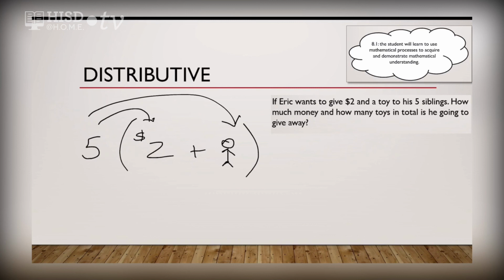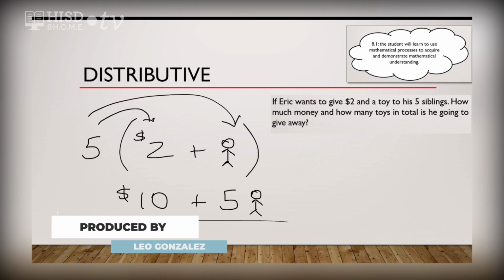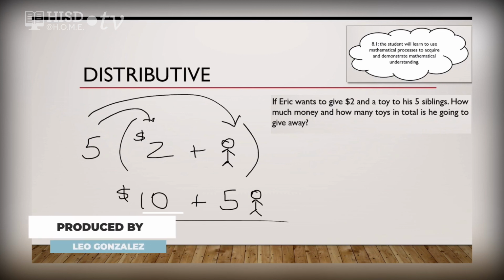So I'm going to multiply 5 times 2, and that's going to be $10 plus 5 times the toys. That means that he has to buy 5 toys. So my question said, how much money and how many toys in total is he going to give away? Well, my answer is going to be $10 and 5 toys he has to give away for his siblings.